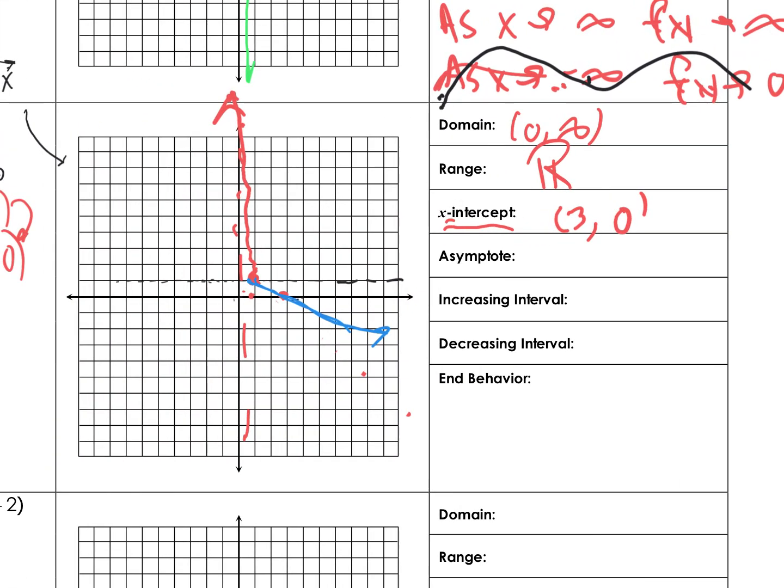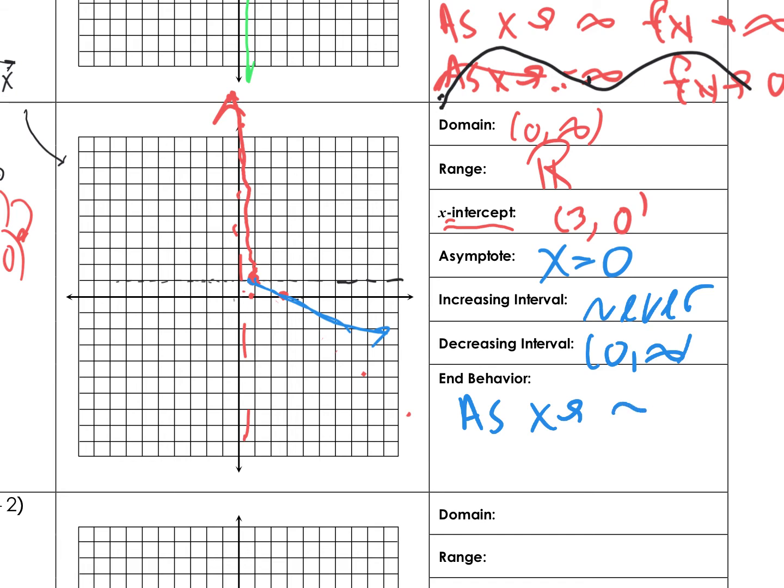Asymptote is still going to be the y-axis, not y is 0. Y-axis. X is 0. Increasing? Never. It's decreasing from 0 to infinity. As x approaches to the right forever, f of x is approaching negative infinity. As x approaches to the left forever, f of x only is approaching 0.